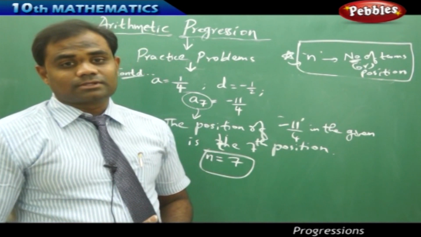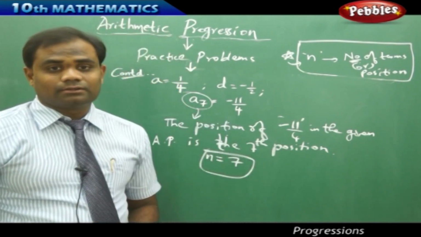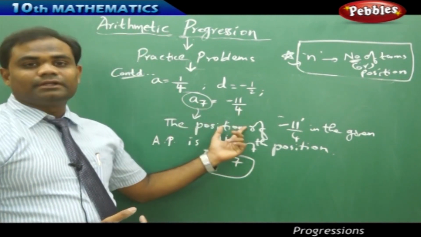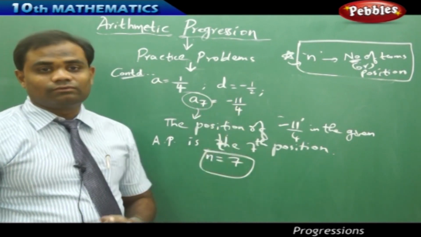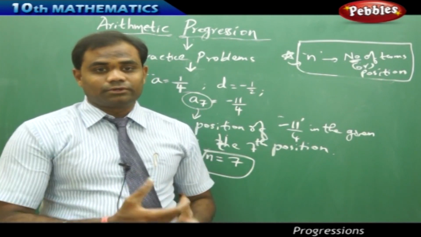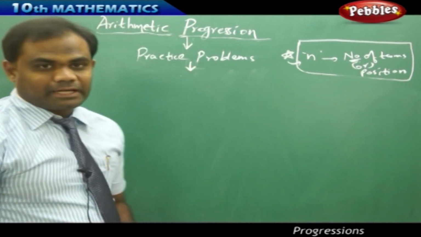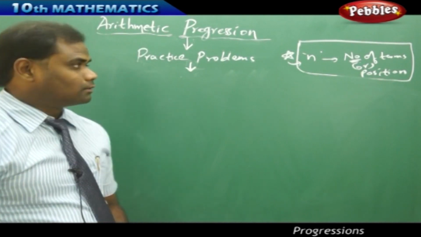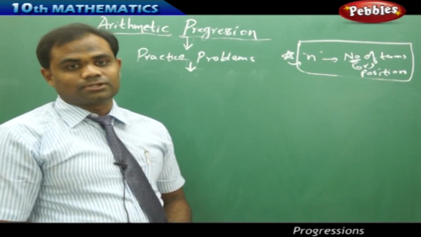But there are some problems where we need to find n where it is not directly given. Though for this example problem the seventh term is directly given, if the question says the nth term is minus 11 over 4, then how do you find n? That is the biggest question out there, which we're going to discuss in the next problem. Now, let's see a problem where we are going to find the value of n, or the position, where the nth term is given but the fixed position is not given.